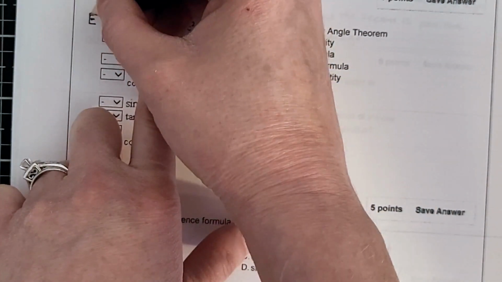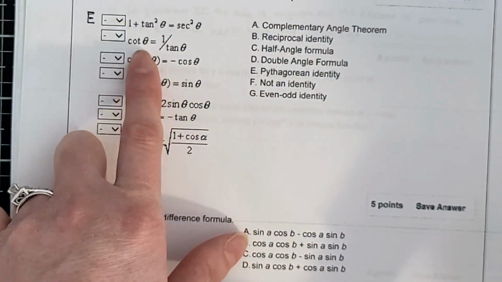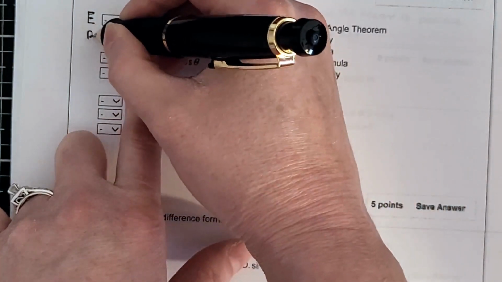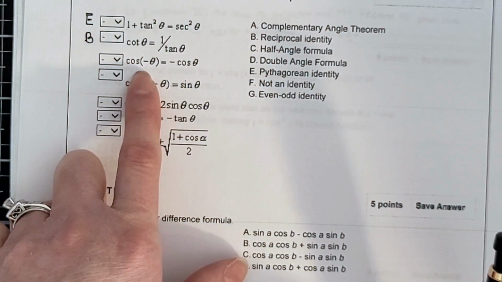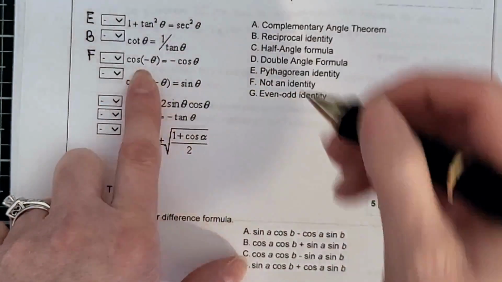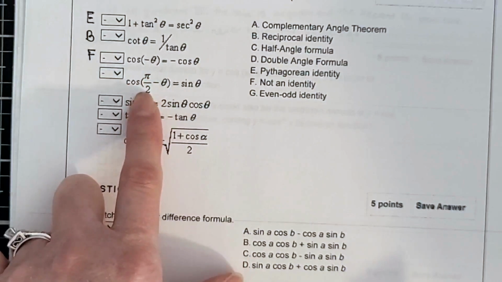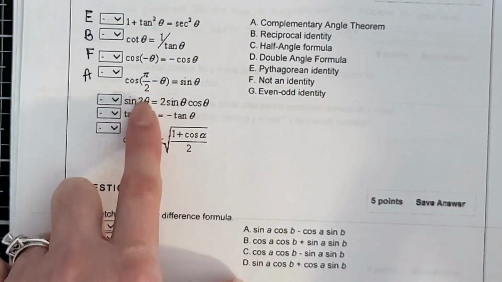Pythagorean identity, because it's like an a squared plus b squared equals c squared. Cotan theta equals 1 over tan theta. That is B, the reciprocal identity. Cos of negative theta is equal to negative cos of theta. That is F, not an identity at all. Cos of pi over 2 minus theta equals sine of theta. That is A, complementary angle theorem.